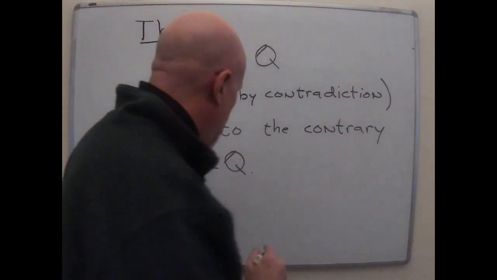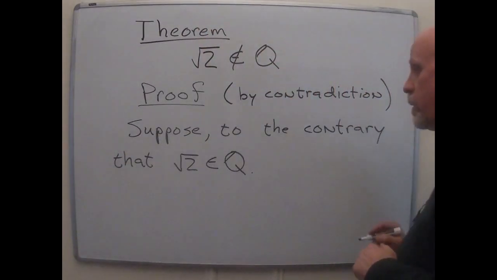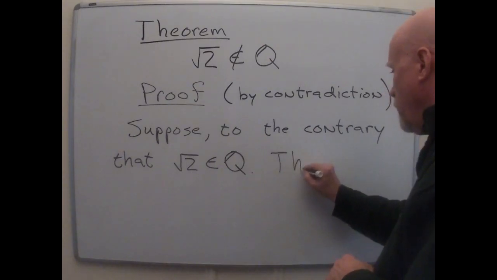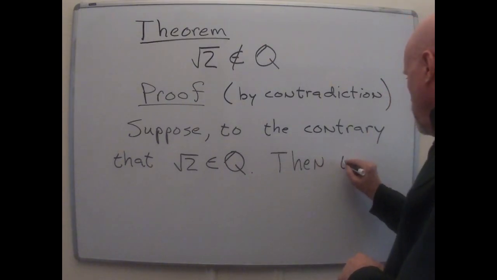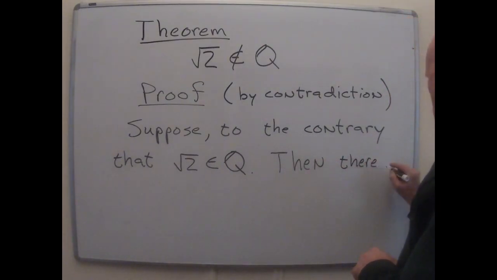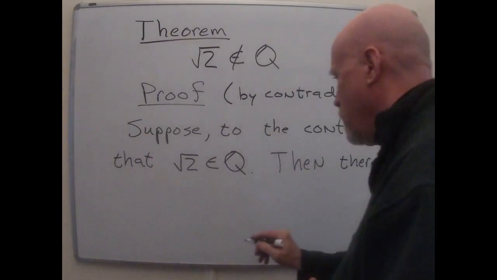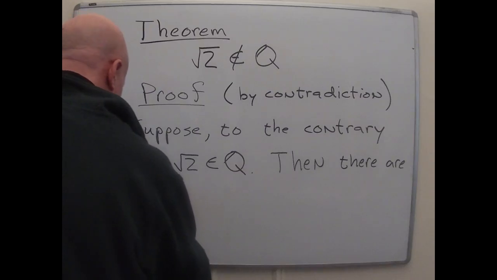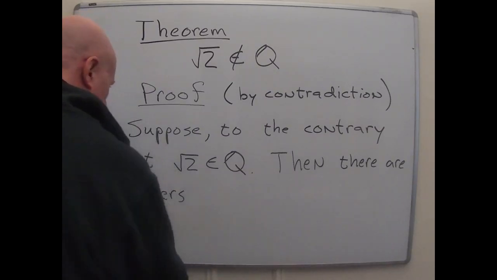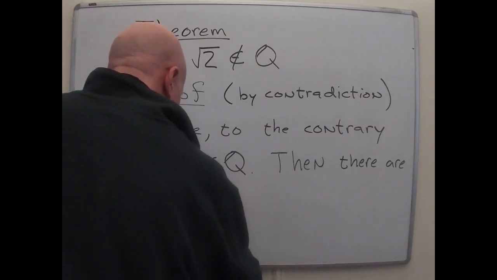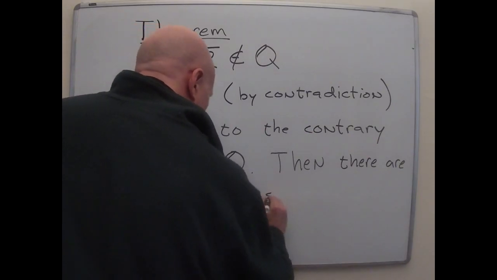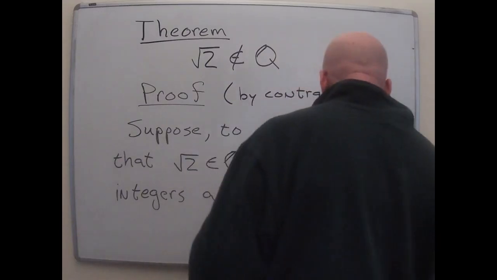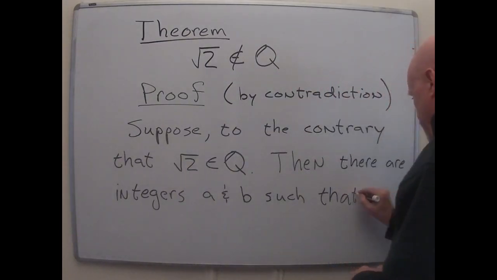Let me try to roll through it. Suppose to the contrary that root 2 is rational. Well, what does that mean? Then there are integers A and B such that root 2 is A over B.